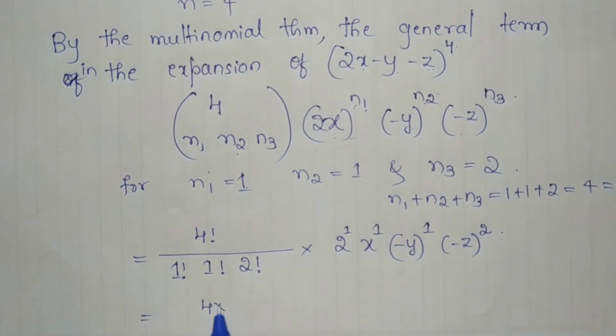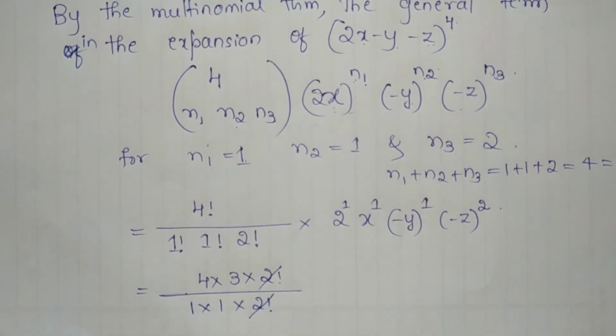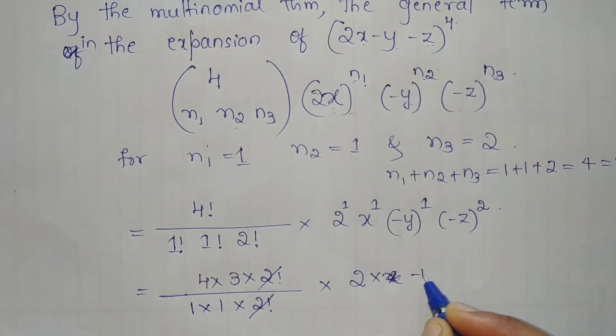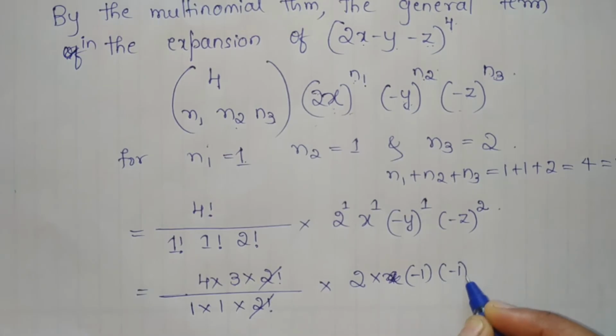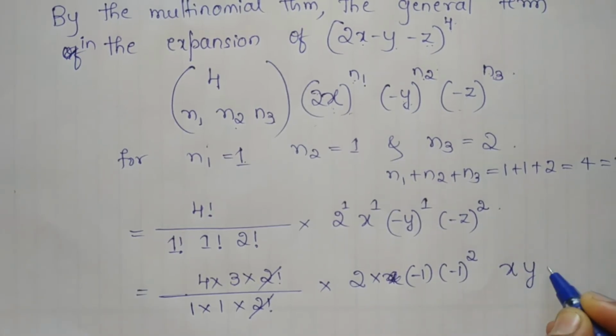4 factorial is 4, 3, 2 factorial, it is 1, 1 into 2 factorial. So 2 factorial will get cancelled. So 2 into minus 1 into minus 1 square. Okay. Then what is left? X, y, z square. Right?